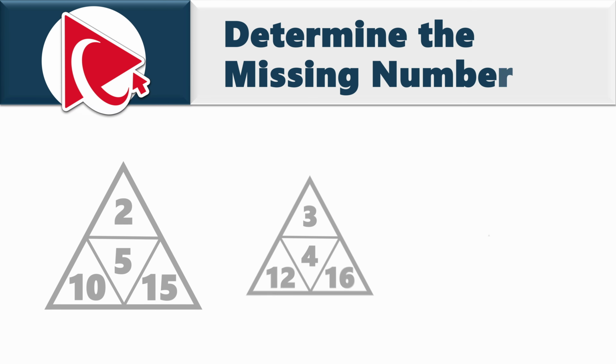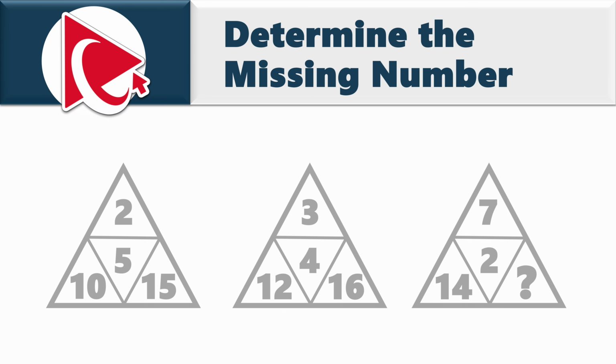You're presented with 3 triangles. Each triangle has 4 numbers inside, and one triangle has the number missing. Starting with the left triangle, at 12 o'clock the numbers are 2, 15, 10, and then there is number 5 in the middle. In the second triangle the numbers are 3, 16, 12, and then number 4 in the middle.